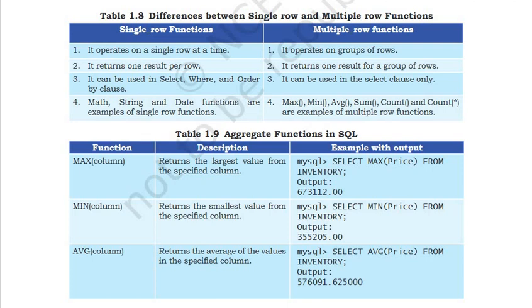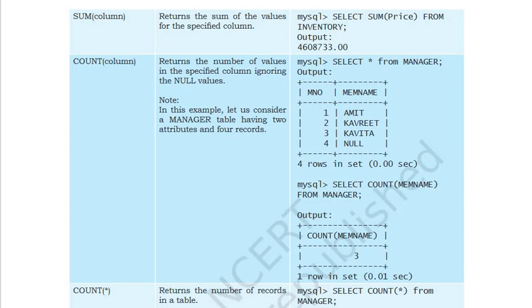See the first one, MAX. Max returns the largest value from the specified column. You can apply it on numeric values only. Similarly, min returns the smallest value, and average. And SUM returns the sum of the values for the specified column. Count returns the number of values in the specified column, ignoring the null values.